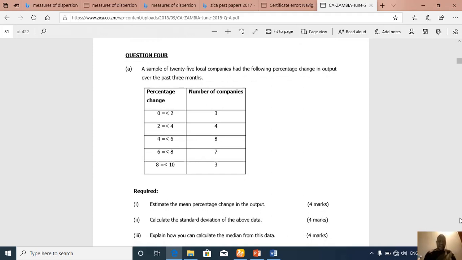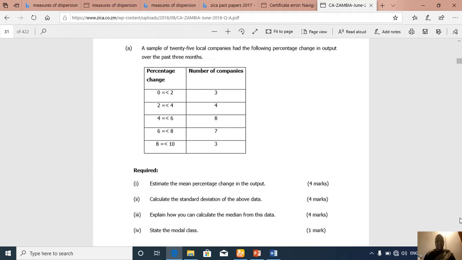So the data here is about the percentage change in output. The number of companies will represent the frequency. Remember, we had defined what a frequency is from our earlier video, where we say the frequency is simply the number of times each of those values is appearing in the distribution. And in this case, we have the frequency as the number of companies, and the actual data we are looking at is the percentage change in output.